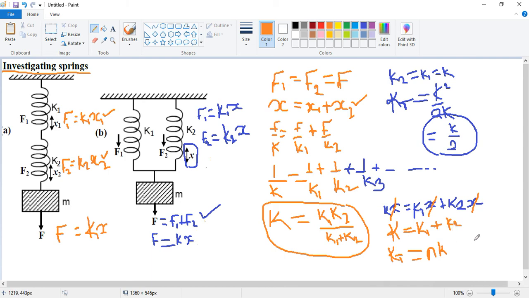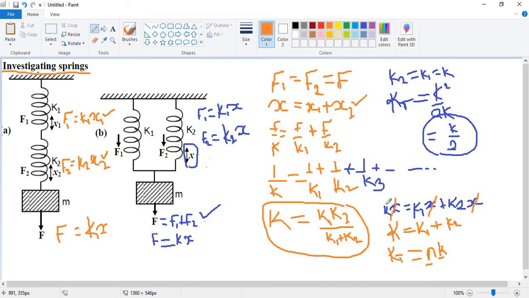So if there are n springs, each having spring constant K, the effective spring constant is n times K. When the springs are connected in parallel, the effective spring constant is the sum. When springs are connected in series, the effective spring constant is obtained from reciprocals. Remember, connecting springs in series reduces the spring constant, and connecting springs in parallel increases it. And remember, the bigger the spring constant, the smaller the extension.